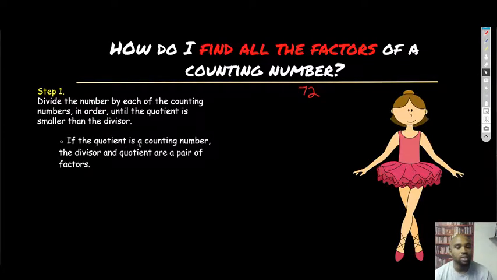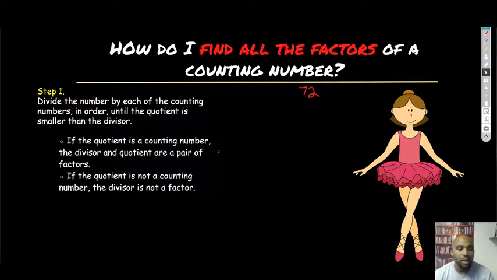If the quotient is a counting number, then the divisor and the quotient are a pair of factors. If the quotient is not a counting number, the divisor is not a factor. In other words, if you get a decimal when you divide, those two numbers are not factors.